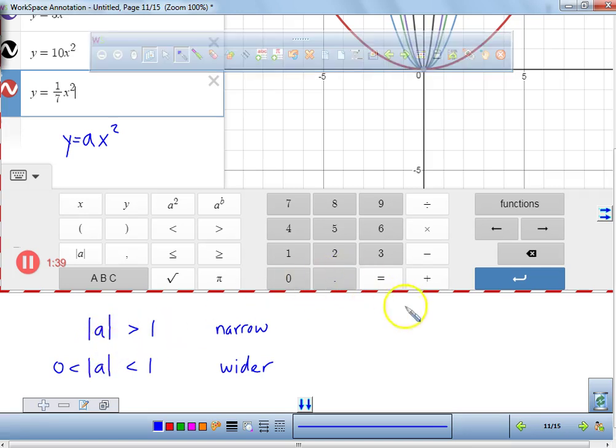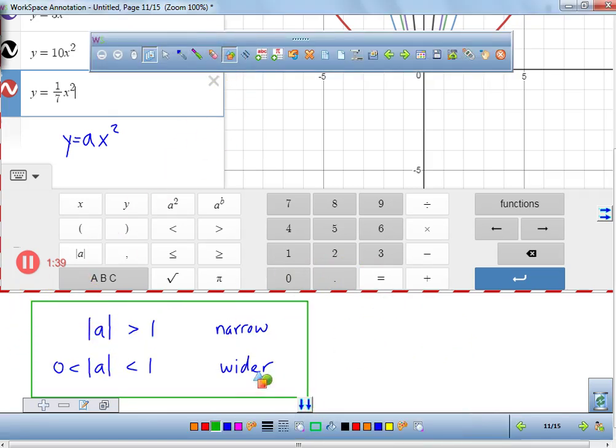All right, this is something you need to write down. If it's greater than 1, it becomes really, really narrow. If it's less than 1 but greater than 0, it's going to become wide.